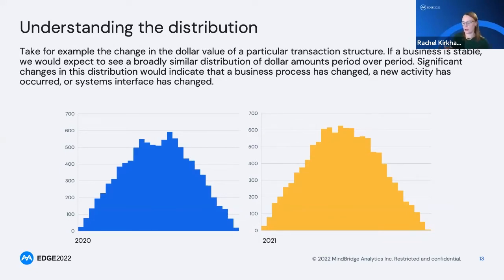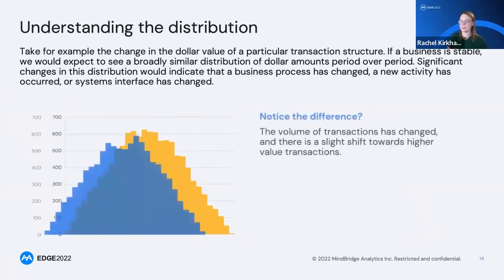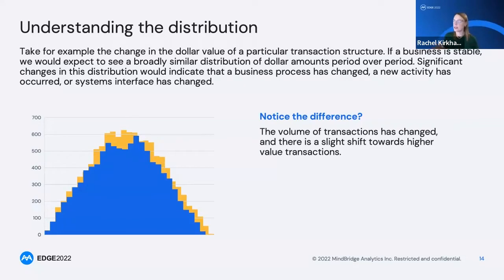Here on the left-hand side we've got a distribution related to the dollar value of the transactions, with 2020 on the left and 2021 on the right. If we want to understand the level of change, we compare those distributions. What we can see is a higher volume of transactions overall, so the volume has changed, and there's also a slight shift towards higher value transactions. From a data science perspective, we can compare these distributions and quantify the level of change between the periods. We can say this is broadly consistent period on period, or there's been a significant change.